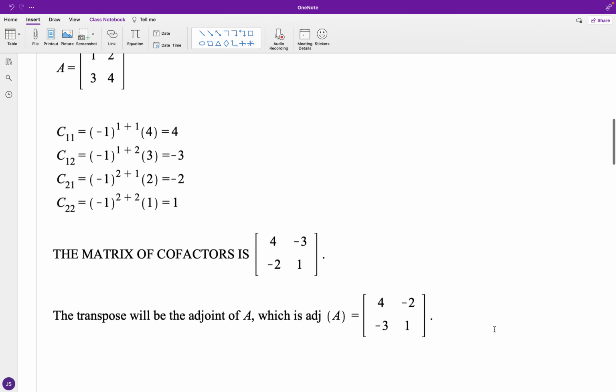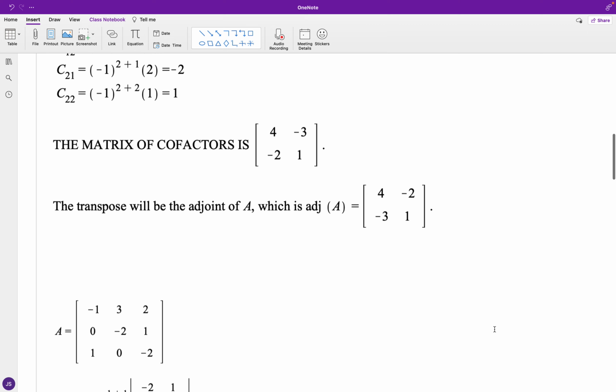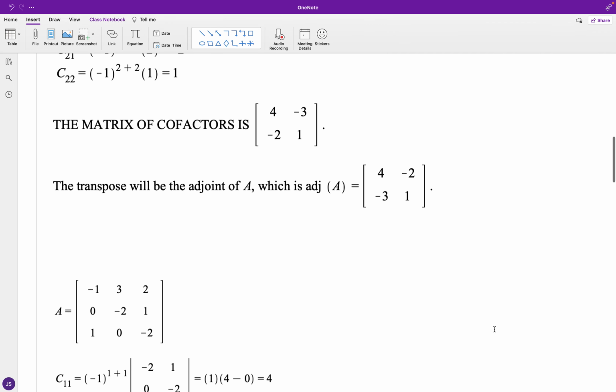Now, let's say we have a 3x3 matrix. For this one, we have the top row consisting of -1, 3, and 2. The middle row has 0, -2, and 1. And the last row has 1, 0, and -2.